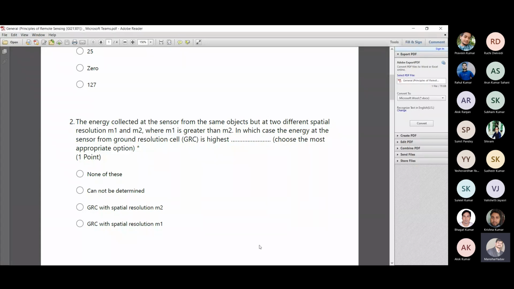Okay, so the correct option is ground resolution cell with the spatial resolution M1.